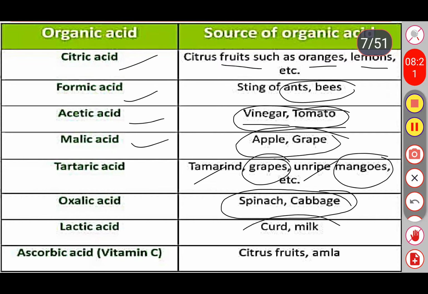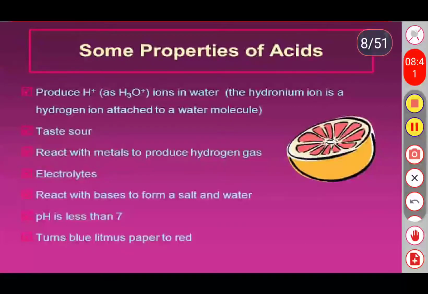The best sources of lactic acid are curd and milk. And vitamin C, obviously, is from amla and citrus fruits. So these are some sources of acids. Now see, in the next slide we have properties. What are the properties of acids? Mainly we are focusing on some of the important properties.